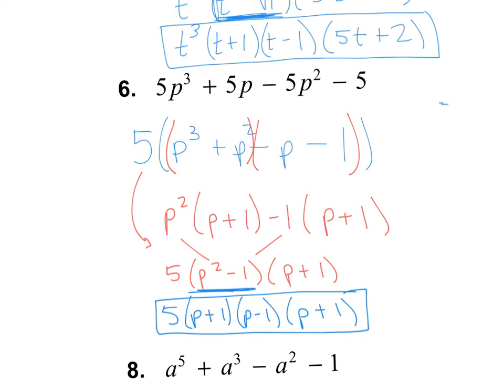They should both be the same. Brought in the GCFs, p squared minus 1. Brought this down, p plus 1. Brought down the 5. Turns out that this is a difference of squares now, so that came down into these: p plus 1, p minus 1. The 5 came down, and the p plus 1. And that is your final solution.